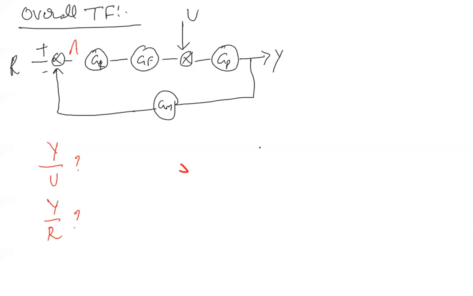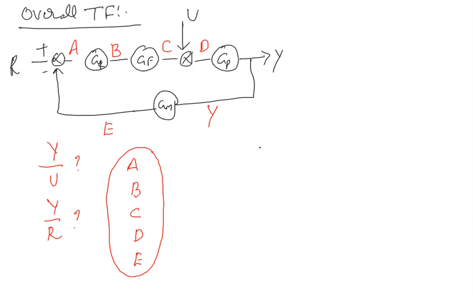So for that, I will assign some variables. Let's say A, B, C. This is D. This is Y. So this is also Y. This is E. So how many variables have you assigned? A, B, C, D, E. So you have assigned 5 variables. Now you start writing the equations.